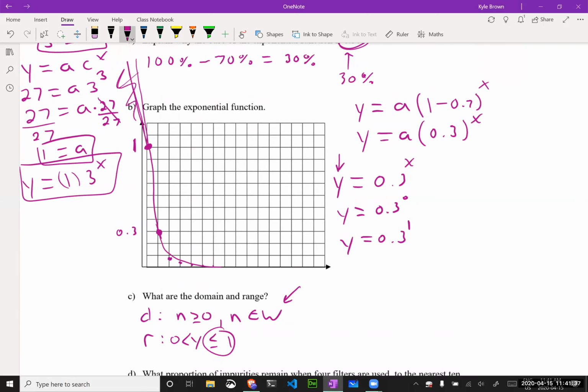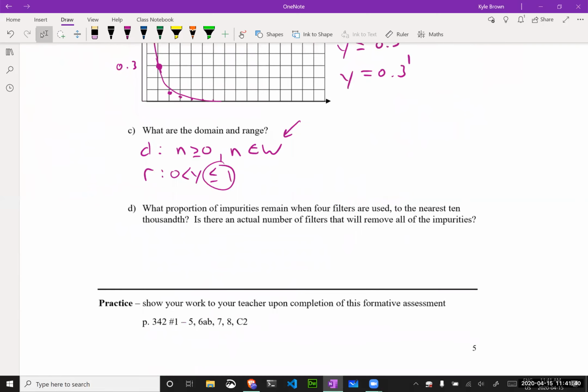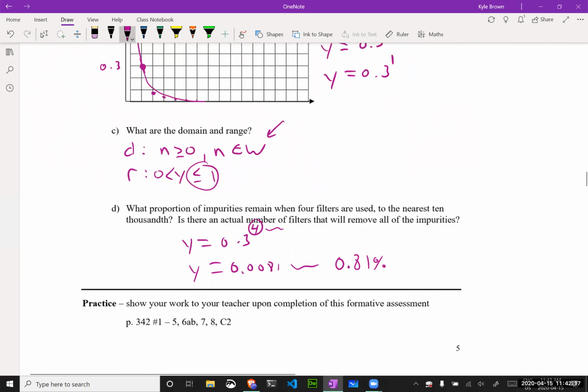So less than or equal to 1. Okay, so now what proportion of impurities remain when 4 filters are used to the nearest 10,000? Is there an actual number of filters that will remove all impurities? Okay, so in this case, we're going to say 4 filters. That would just be y is equal to 0.3 to the power of 4. That's our filters as the exponent. So this would be y is equal to 0.0081, which, if you multiply by 100 to get the percentage, would be 0.81%. So that's how much you would have left in that case.